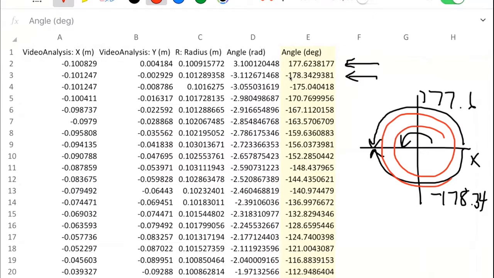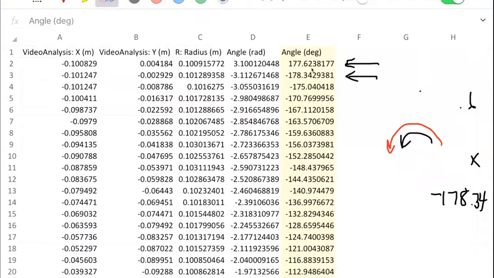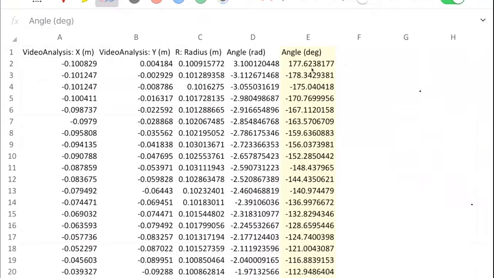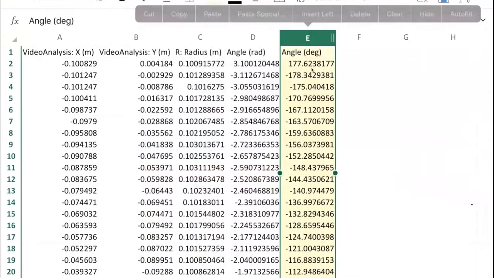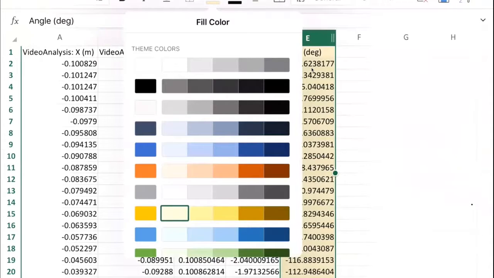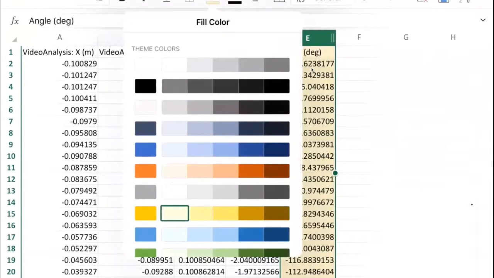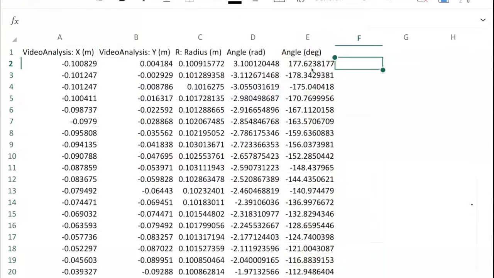So we know that the 177 is correct, even the 178 is correct under this kind of thinking, but now we want to change that 178 to a positive angle. We want this 178 to be measured from this side. So this is how we're going to do this. I'm going to get rid of all of this stuff that I drew on the side here. Okay. And then I'm going to go home. I'm going to get rid of this color here. Just say no fill.